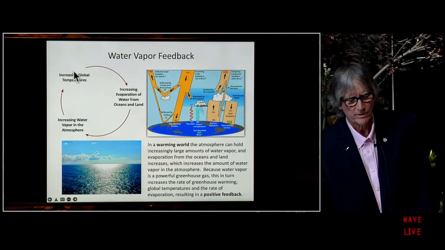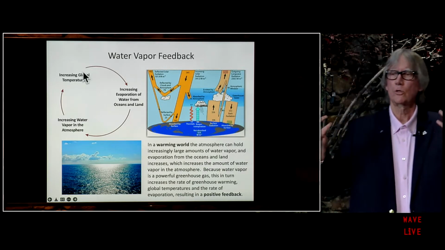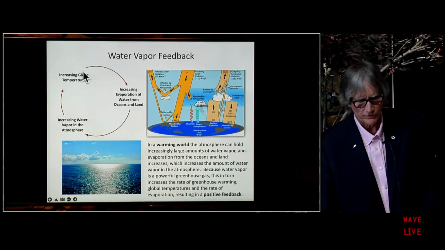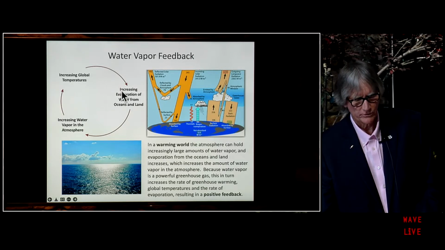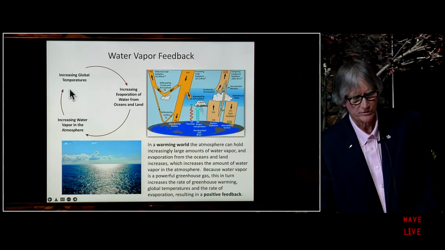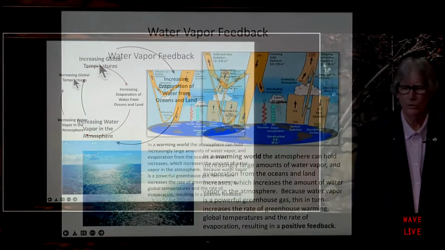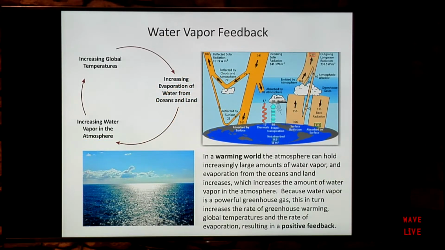But when you put more water vapor in the atmosphere, that traps more heat. And that produces additional warming, which produces additional evaporation, which puts additional water vapor in the atmosphere, which then produces additional warming. So it's a positive feedback loop, and it's been significant. Almost a third to a half of the warming we've experienced over the last 120 years has been a result of the water vapor feedback loop amplifying the warming that's caused by the greenhouse effect.